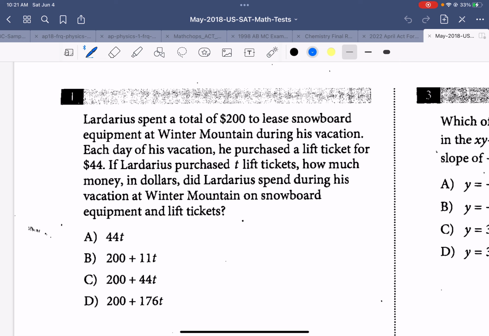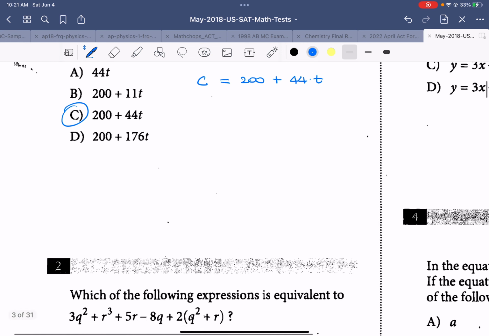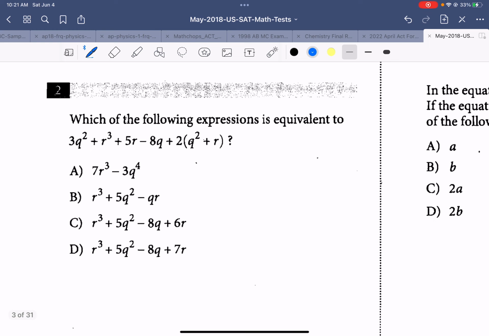So this word problem is from Algebra 1. They're checking how to set up based on the description. So the total cost for the equipment is 200 itself, plus $44 for each ticket, so times t. So that shows C. Number 2.